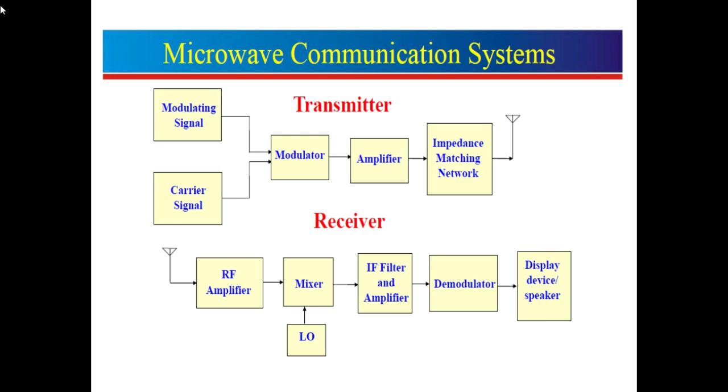At the receiver side, the transmitted signal is received by another antenna, and it is amplified again, since there will be a loss of signal during transmission from that antenna to this one. Then it goes to a down conversion part where a mixer and local oscillator are used. The RF signal is converted to an IF signal, and a filter removes any unwanted frequency bands. Then a demodulator brings back the modulating signal, and it is displayed either on a display device or in a speaker.